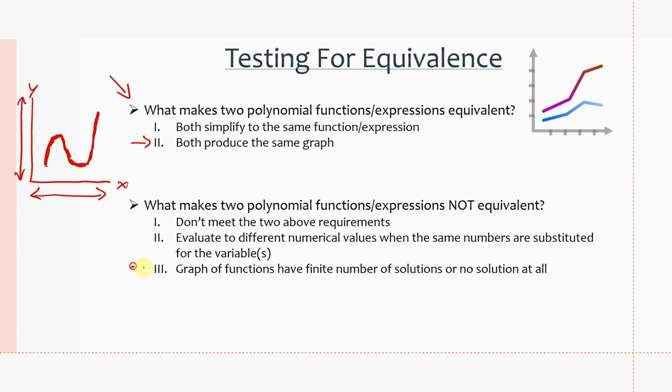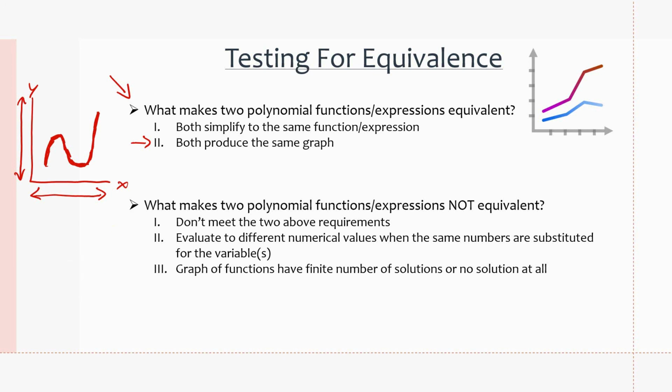Now let's move on to number 3 here. If the graphs have finite solutions or no solutions at all, meaning a solution is when the graphs touch. So if we have a graph and f of x is like this, and g of x is something like this, some wacky graph like that, these are the solutions. The solutions are the number of times they touch.